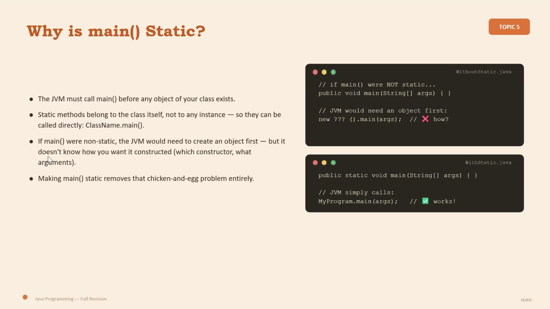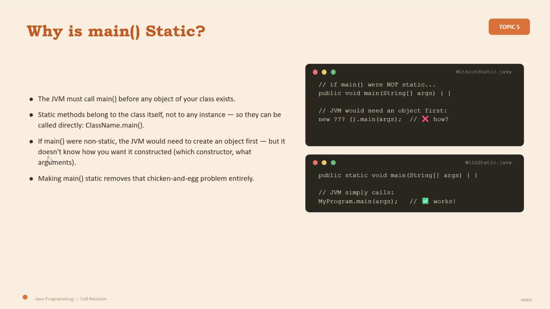So this creates a chicken and egg problem. To run the program, the JVM needs to call main. To call main, it first needs an object. To create the object, it may need instructions from the program. But the program has not started yet because main has not been called. So the JVM gets stuck. This will be the problem if we don't declare our main method as static.